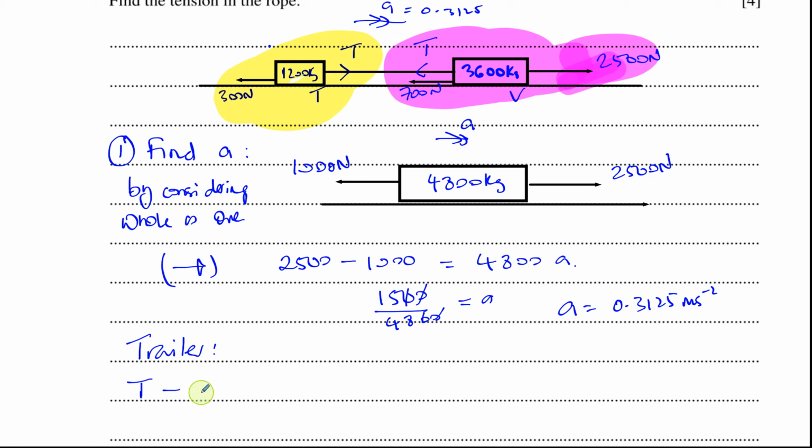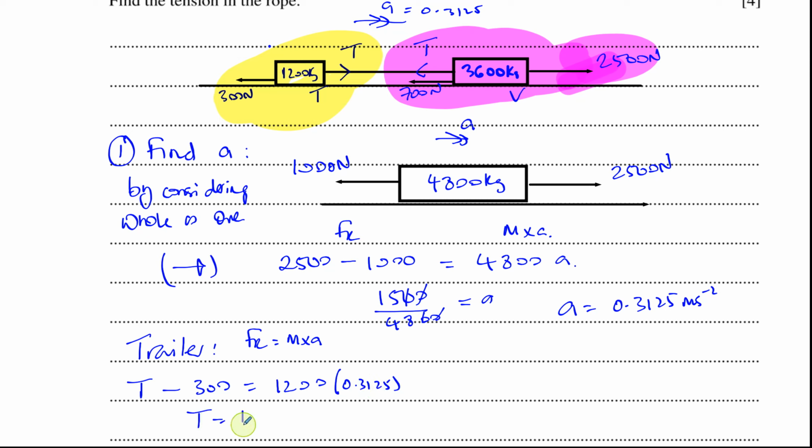tension minus 300, because that's the force acting in the opposite direction, and that equals the mass, which is 1,200, times the acceleration. The acceleration we know is 0.3125. This is resultant force equals mass times acceleration, just like we used here. Same thing we're doing here.